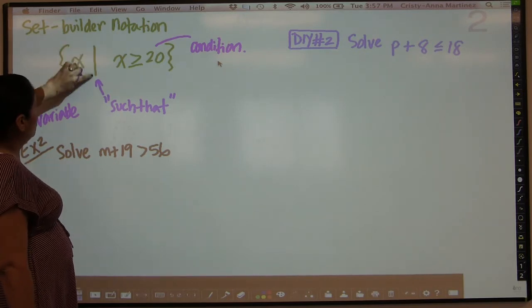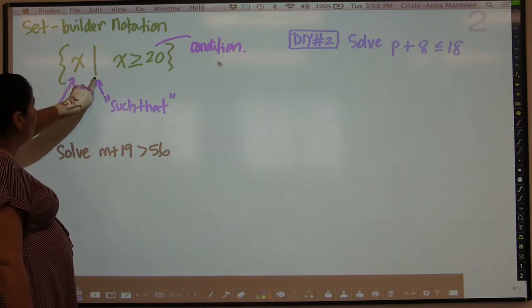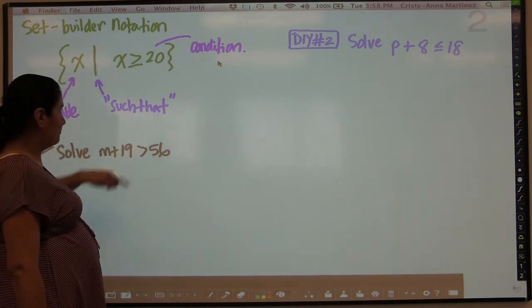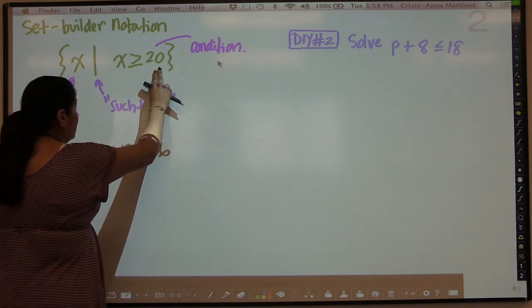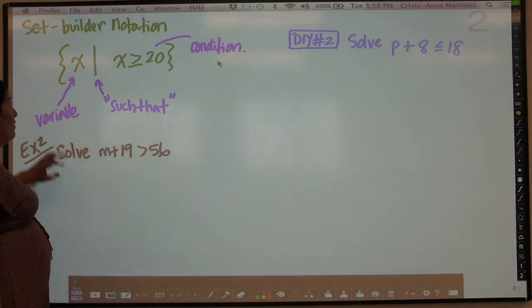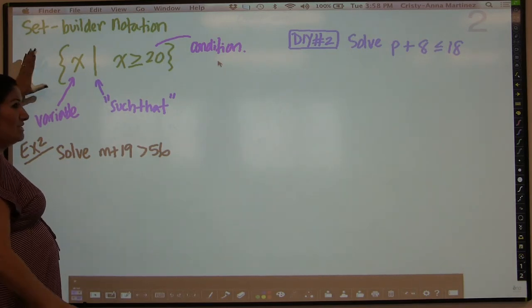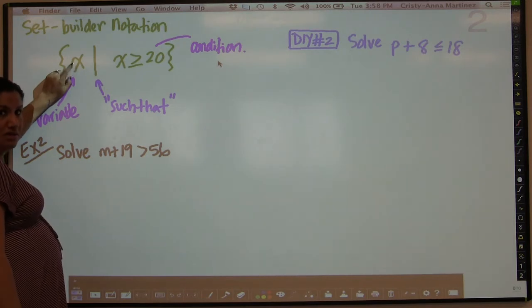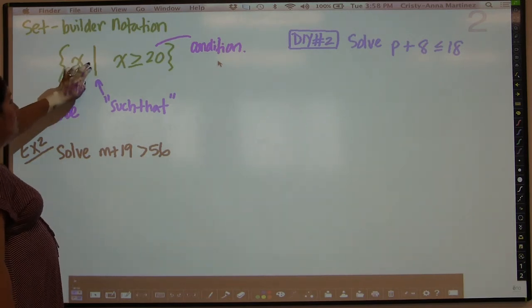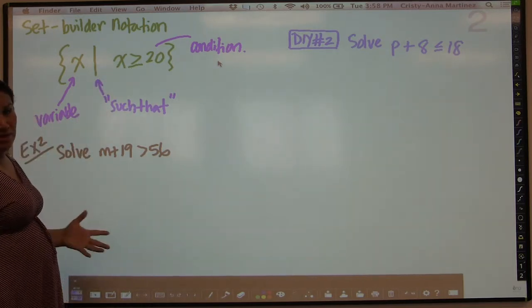And then this vertical line that's here literally means such that. So when you see that, you're going to say such that. And then over here on the other side of that bar is the condition that needs to be met. So when I read the set builder notation, I am saying that the set is all x values, so that's the variable, all x values such that the x value is bigger than or equal to 20. And that's how you would read that.